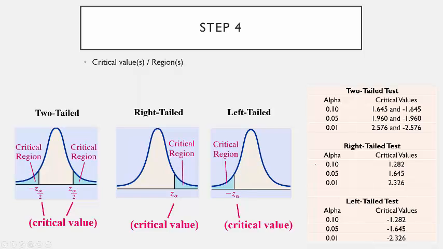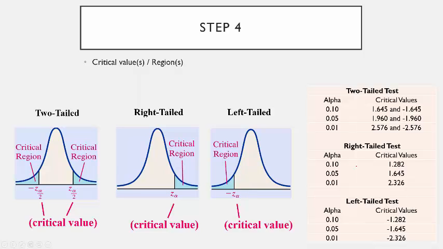Okay, step 4 is the critical value or critical regions. Now, if you have a two-tailed, right-tailed, or left-tailed test, two-tailed has 2 critical regions, and you can see I have the critical values associated to them. So these are the critical values. And then you're going to shade everything to the left and everything to the right. Okay, and those are the critical regions.